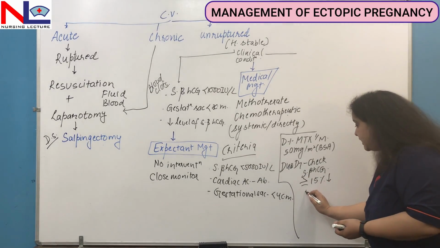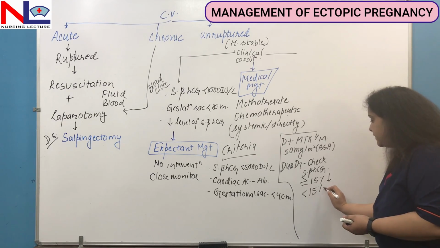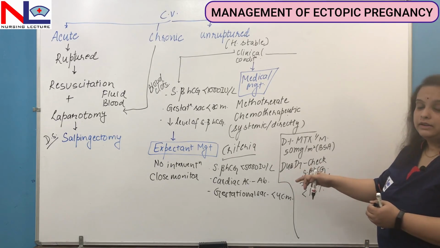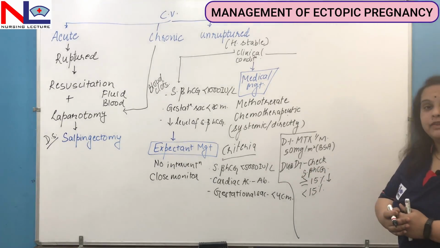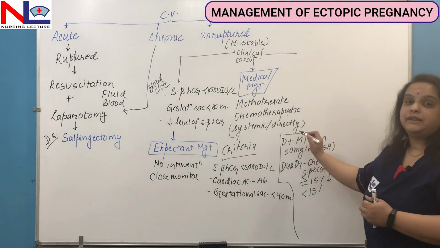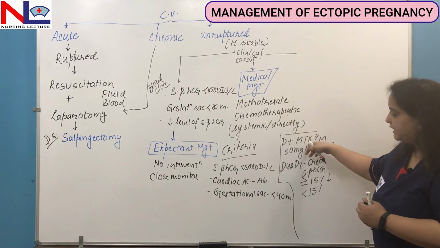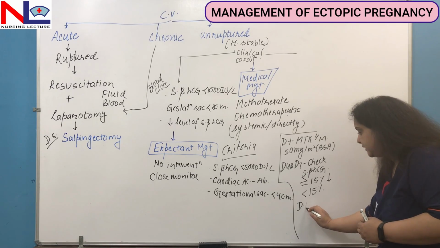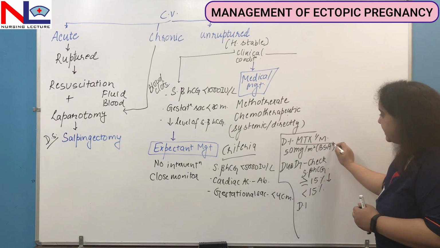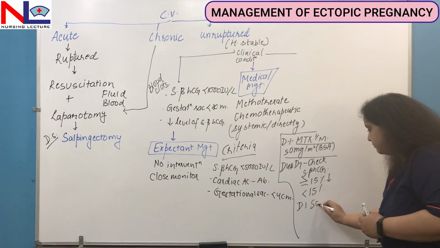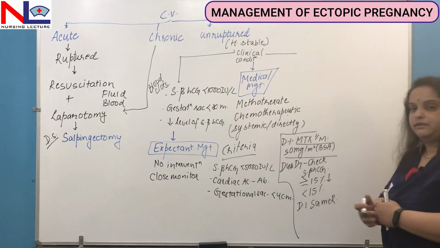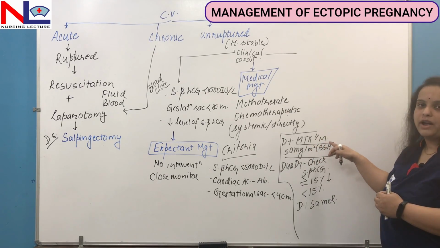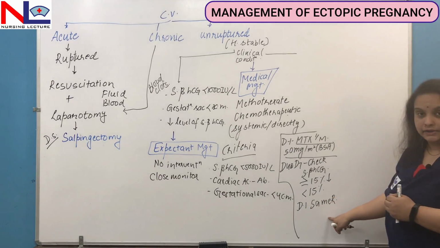But suppose it is not decreasing, and there is less than 15% decline in the serum beta HCG level between day 4 and day 7. Then what we can do next is repeat the same process as done here, considering day 7 as day 1 and repeating the same dose. That is, we give methotrexate intramuscularly, 50 milligram per meter square body surface area, on day 7.